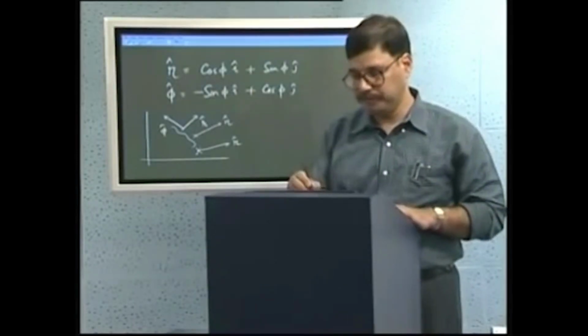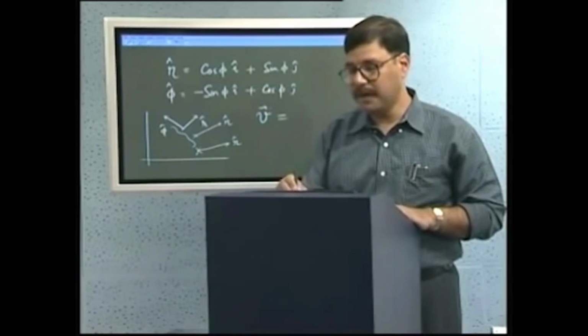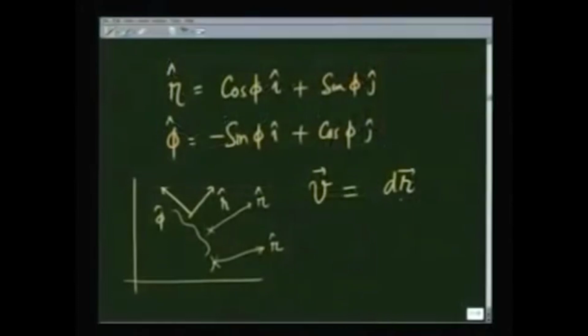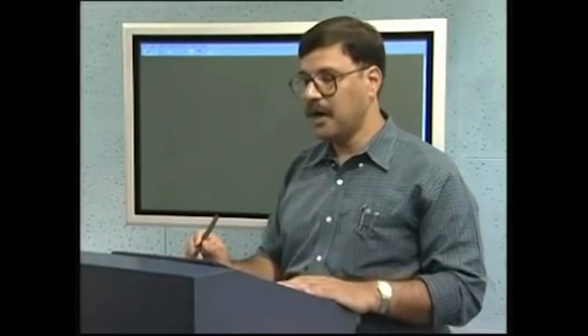For example, if I calculate the velocity, which is given by dr by dt, as the particle moves around, both the magnitude of r and its direction are changing, and in the next few minutes we will see how we take that into account. To start with, let us start with the position of the particle.